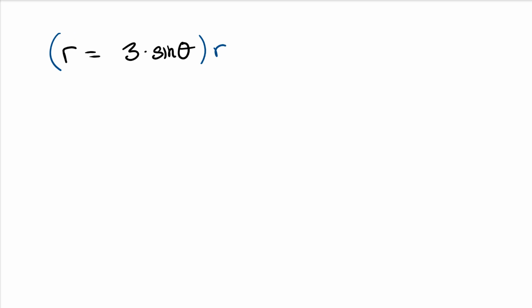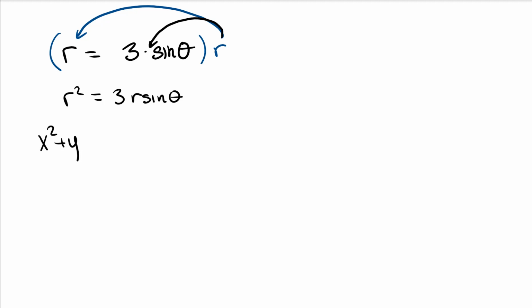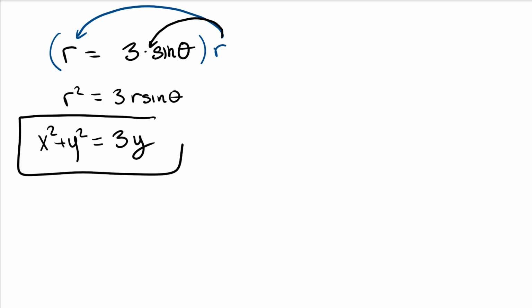This is probably my favorite problem that I give to trig students. We get r squared is equal to 3 times r sine of theta. Once again, we get another circle. So we can change our r squared to x squared plus y squared, and we can change our r sine of theta to 3y. And we've now converted it into x's and y's.